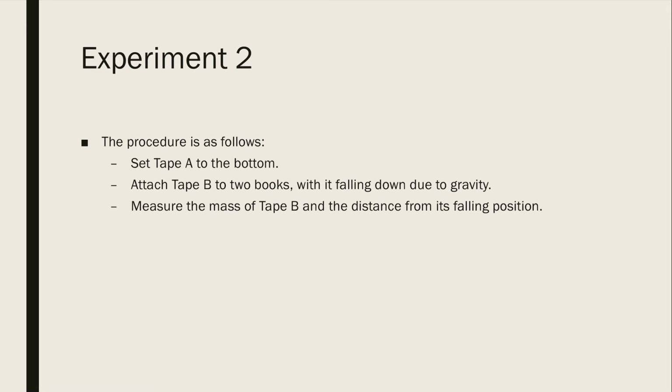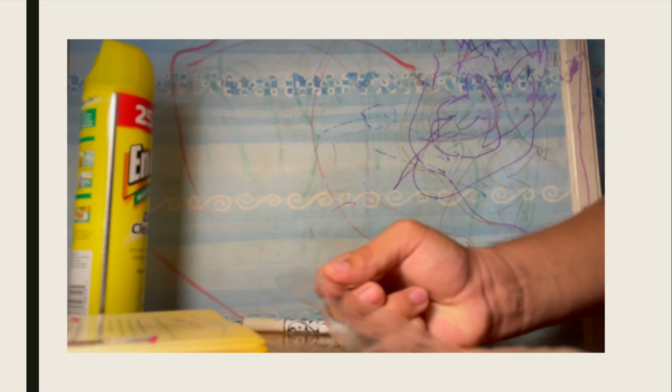Our second experiment is as follows. Set tape A to the bottom of the surface, to the surface of the table. Attach tape B to two books, with it falling down due to the force of gravity. And measure the mass of tape B and the distance from its falling position.